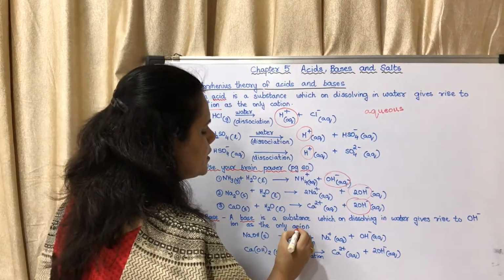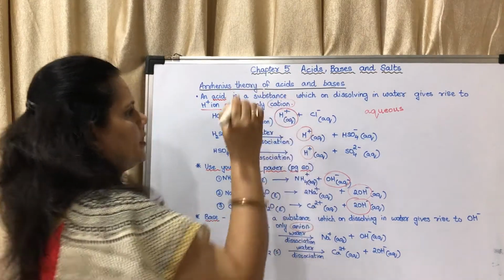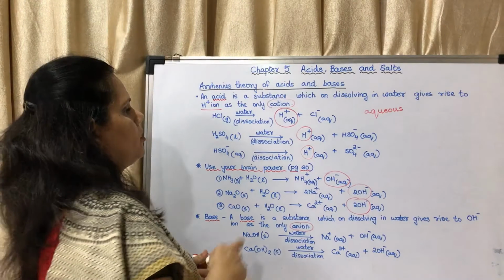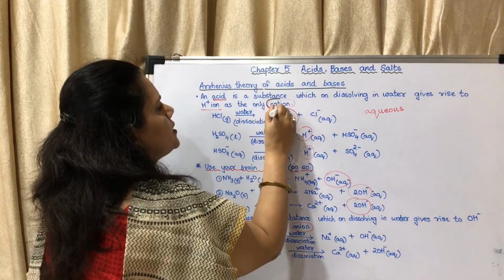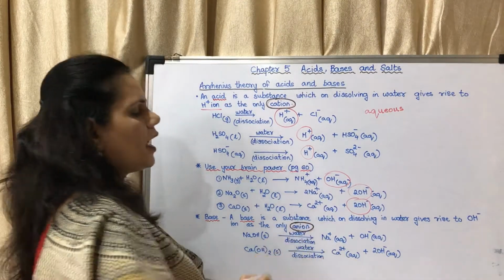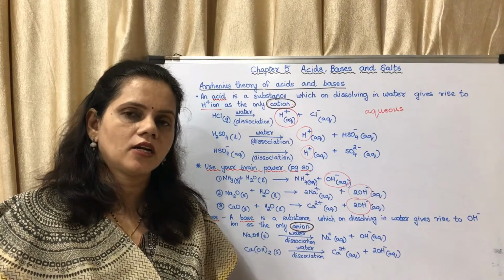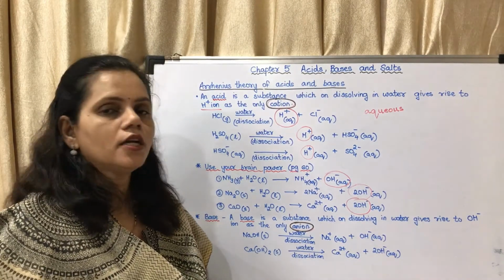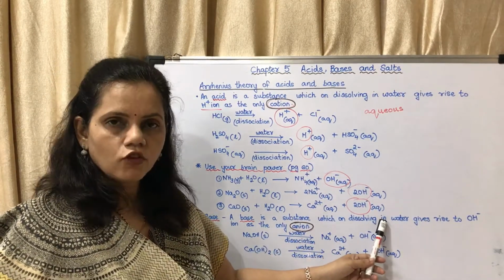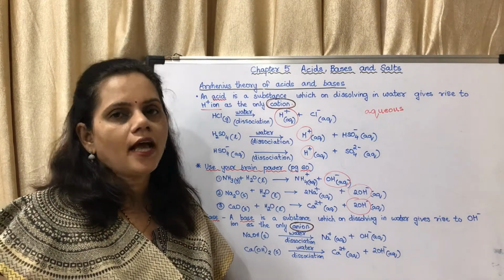You may see the difference. Here it is anion and here it is cation. You may see here H plus is the cation and here OH minus is the anion, that is OH minus ions. Negative ions are called anions. Okay, so what is a base? A base is a substance which on dissolving in water gives rise to OH minus ion as the only anion.